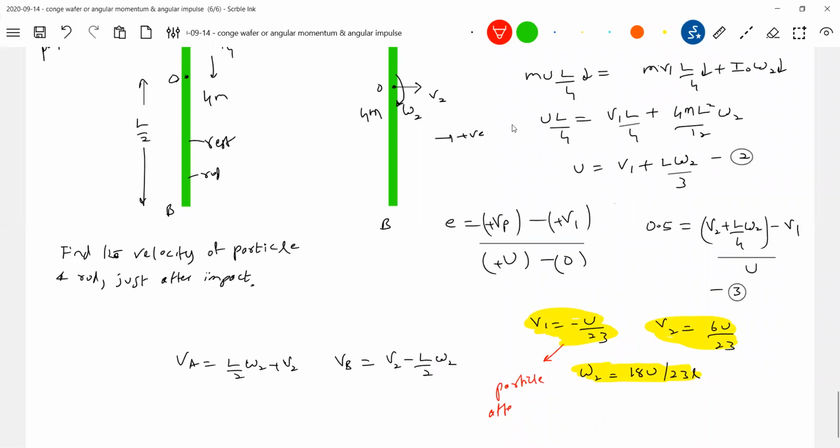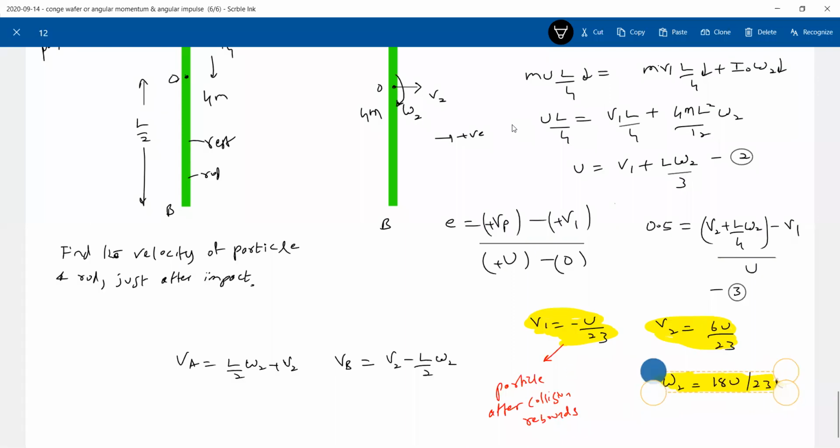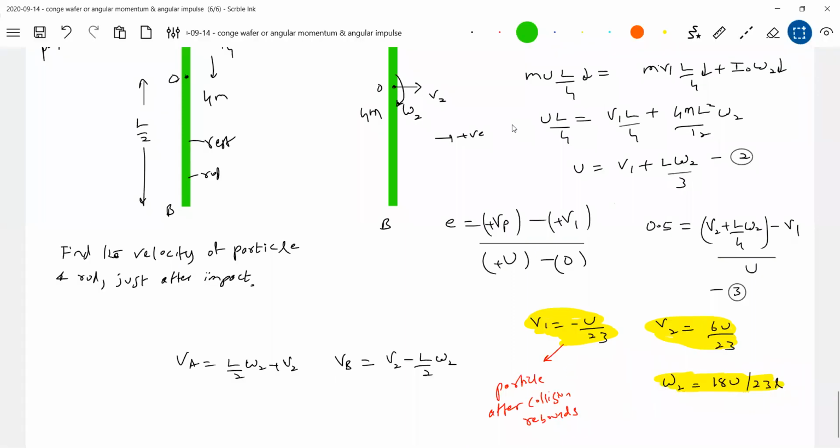Particle after collision rebounds or retraces its path. In the question, if they directly say that after collision the particle comes to rest, tell me what you are going to do here. You are going to write v1 equals 0. Very easy for you. That is how to get the velocity of any point, v and vb, like this.